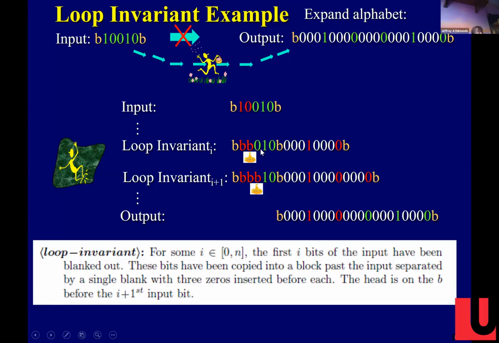I'm going to move my head right. Now my head is on this character. What am I going to do? Oh, that's the character I'm supposed to be handling, right? I move my head over here. How do I handle that character? Well, I read it and I remember it. I remember it's a 0, and I write a blank on top of it.